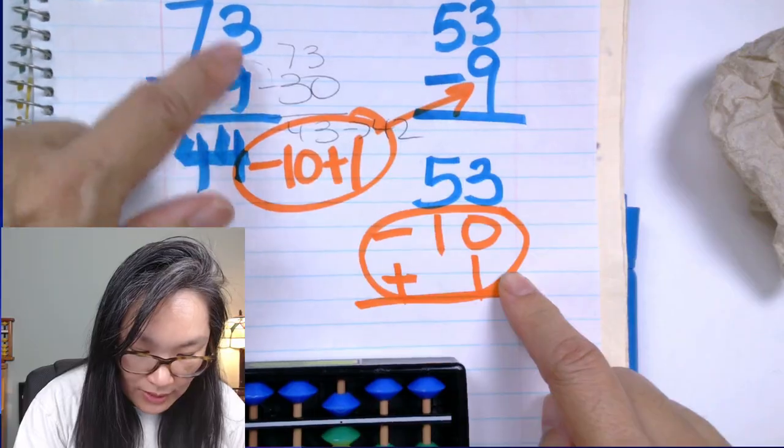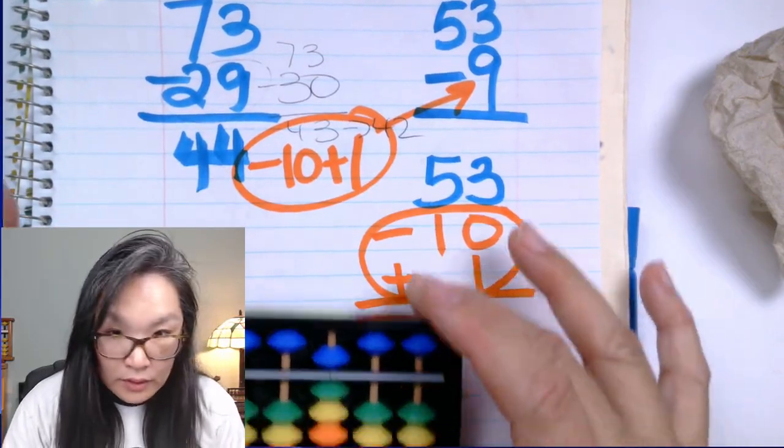Because it's 9. We did a minus the 9, so it's 44. Okay.